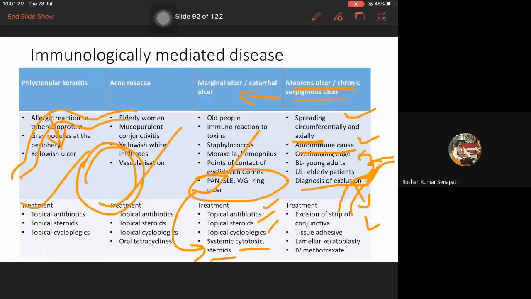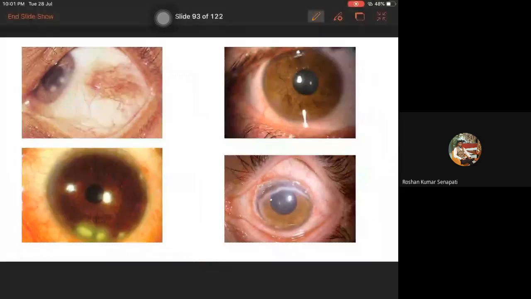So how does it look? See, look at this. Definitely it's different from any other ulcers. Can you see here? This is the marginal, what you call the Mooren's ulcer, where, just like a rodent ulcer, there is undermining of the tissue and there will be overhanging. This is the overhanging edge.